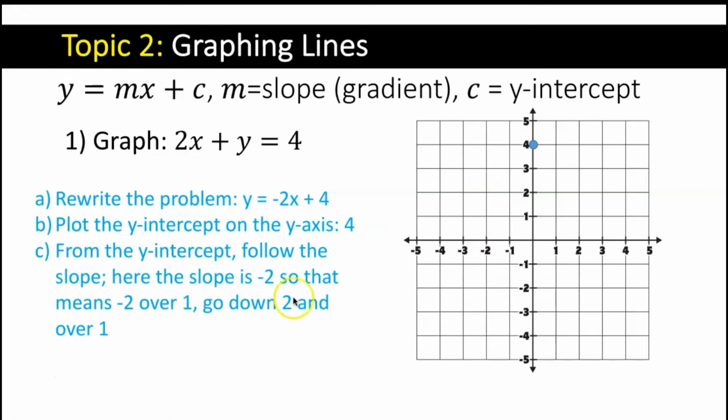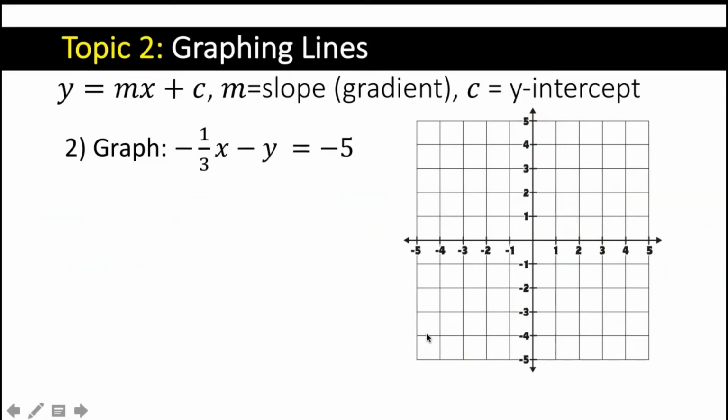So what I'm going to do is go to 4 on the y-axis and put a point there. From that point, I'm going to follow what the slope tells me to do. The slope here is -2, or -2 over 1, because slope is rise over run, so I want to see it as a fraction. So -2 over 1 means I'm going to go down 2 and over 1. So here is my second point. I went down 2 over 1, and finally I connect these with a line. And yes, my slope is negative, so my line should be falling, and that all makes sense.